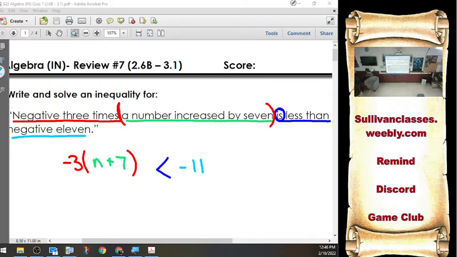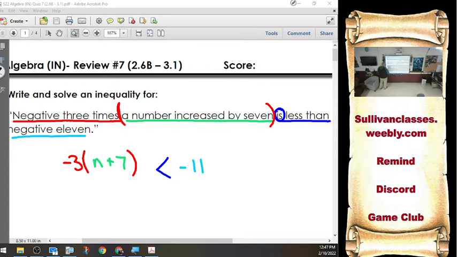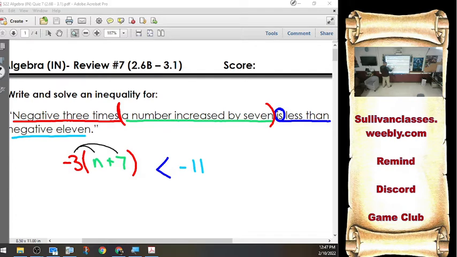The stuff that I missed, like this. So, stage 1. I'm going to distribute it. Getting -3n minus 21 is less than -11. Then along comes Paxton from the peanut gallery and says, "Get the line!" Okay. So I distribute it. I got my line.